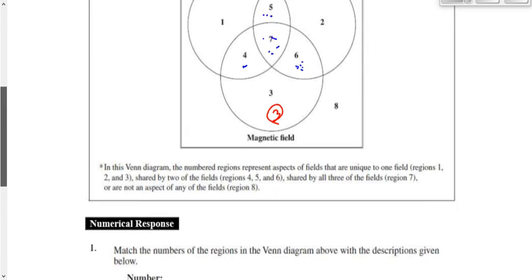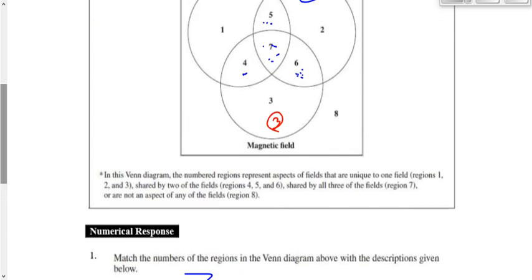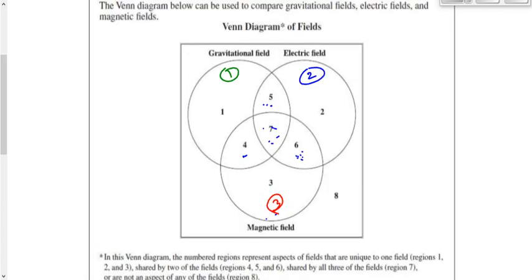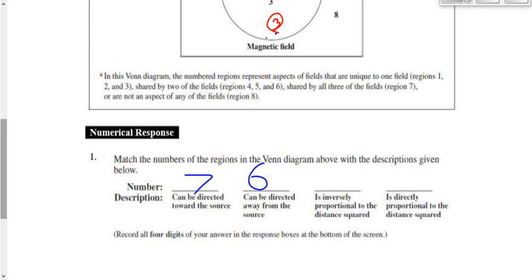So this one would be option 7. This is the one that all three fields overlap in. Okay, can be directed away from the source. Electric field? Can be, not always, but can be. Magnetic field? Yep. Gravitational field? No, gravitational field is always toward the source. So we're going to look at magnetic and electric field, and you can see that number 6 has magnetic and electric field in common. So we're at 7, 6.